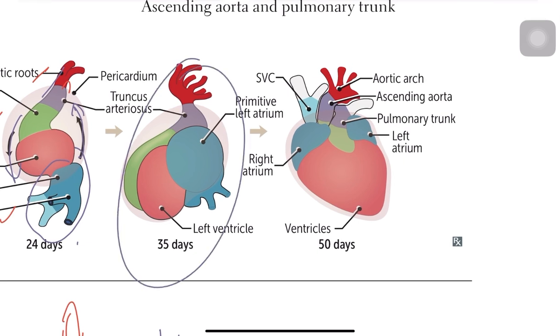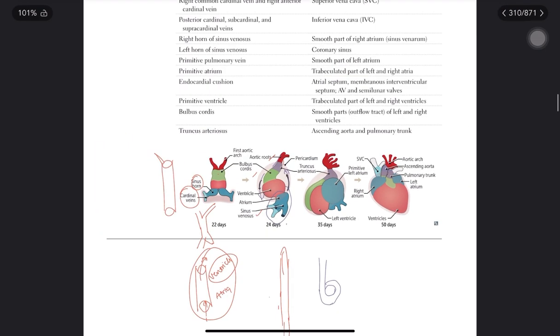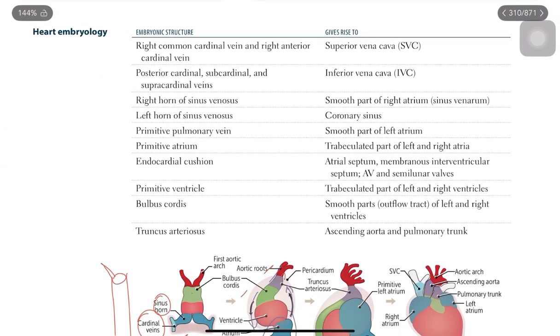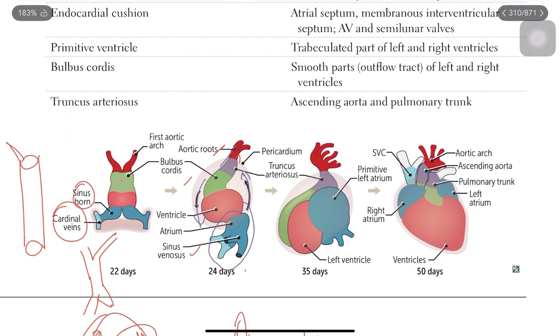Basically the adult heart would be like this. See, this is the adult heart. So you have this enlargement of all these ventricles and atria so that you have your final presentation of the heart by day 50. Now let's see which embryonic structure will give rise to which adult structure of the heart. We will go from the downward.